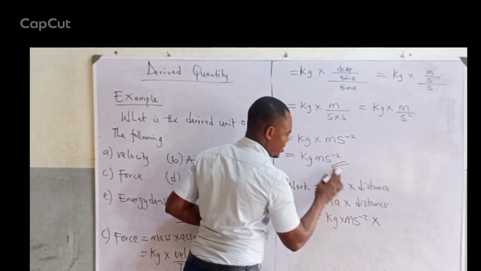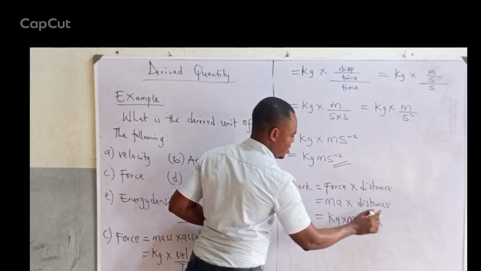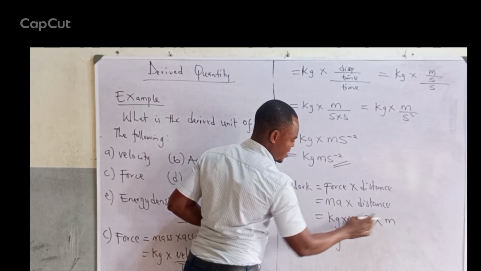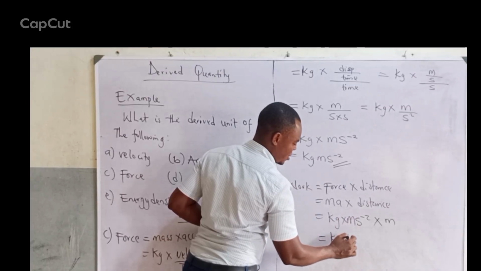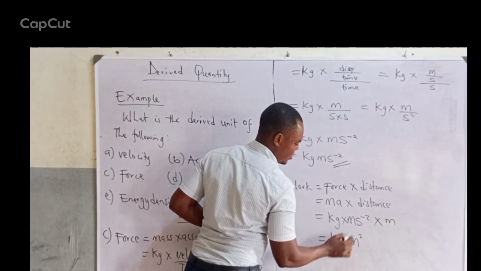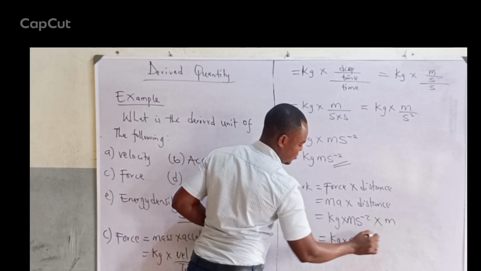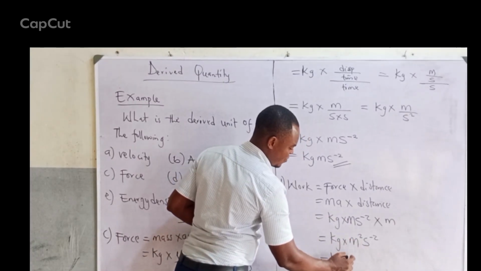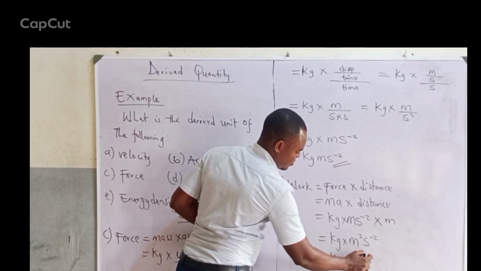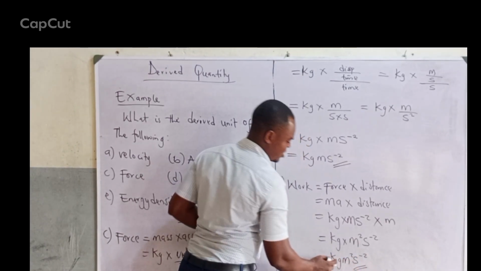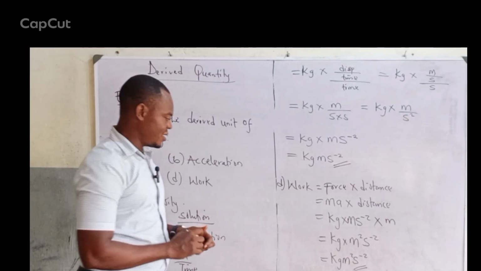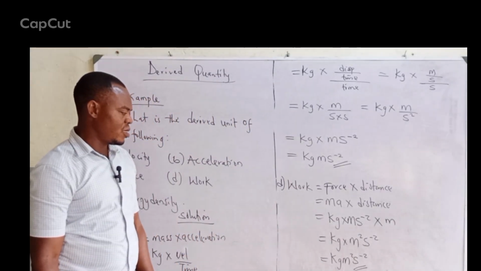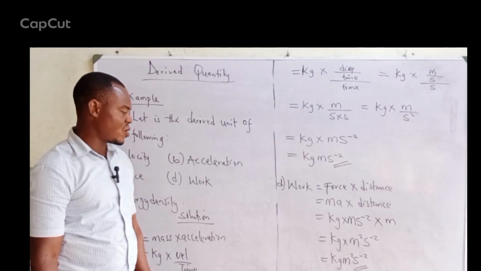Times distance, m. Over kg, m times m becomes m square. Then s raised to the power minus 2. We remove the multiplication sign. It's kg m^2 s^-2. So this is the derived unit of work: kilogram meter square per second square.